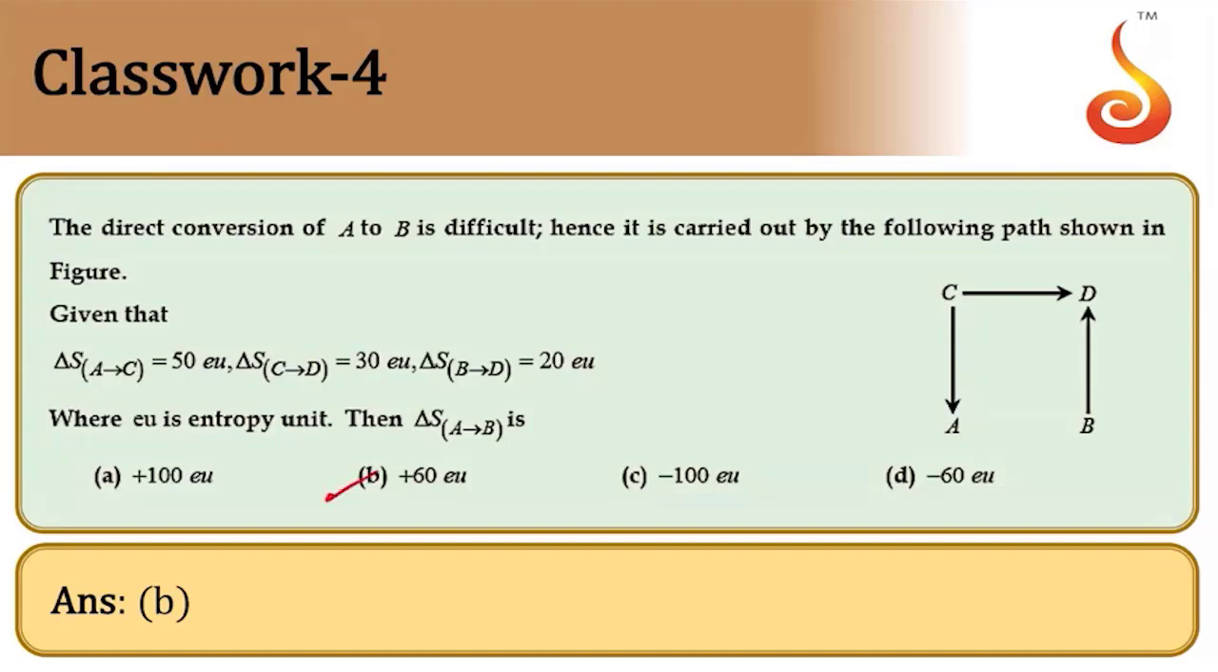So, the entropy change in a cyclic process. Entropy is a state function. Therefore, in a cyclic process, the value will be equal to 0. Equating it to 0, we get the answer.